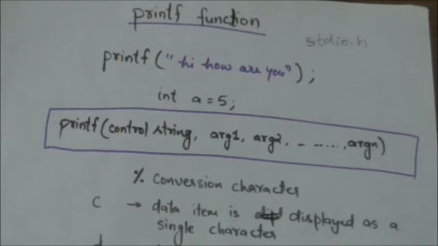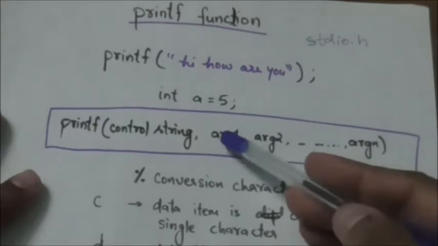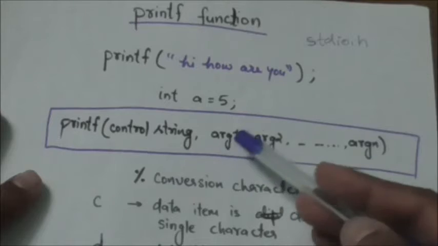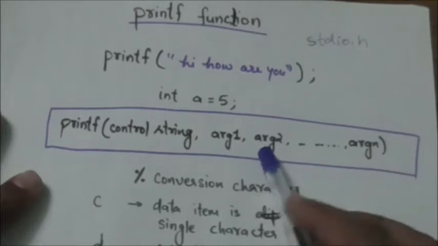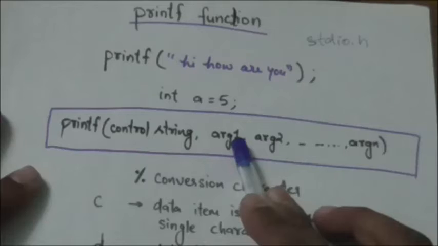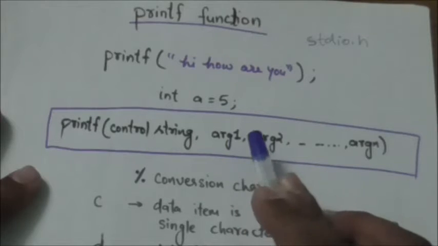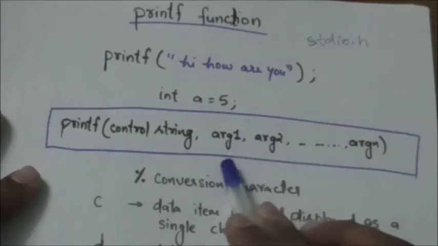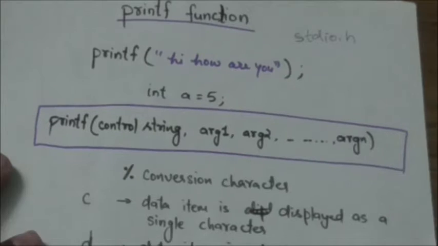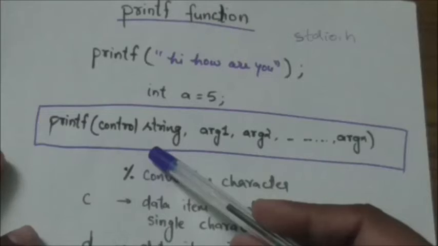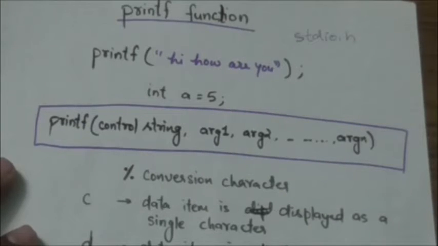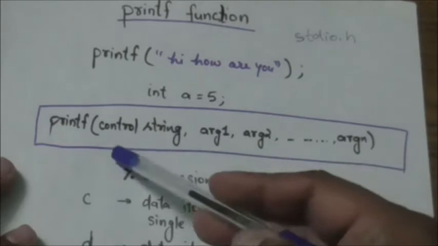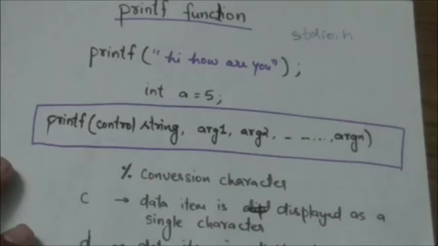Now what is this control string and what are these arguments? These arguments represent individual output data items. They can be written as constants, single variables, array names, a more complex expression, or function references. Now what is this control string? This control string is a string which contains formatting information.